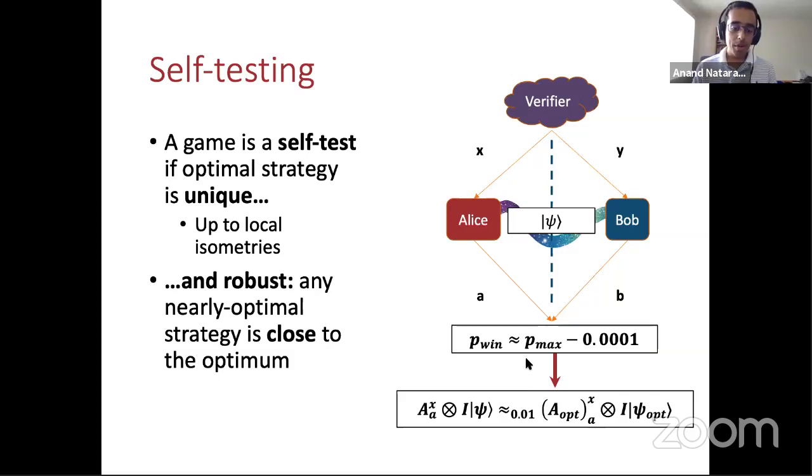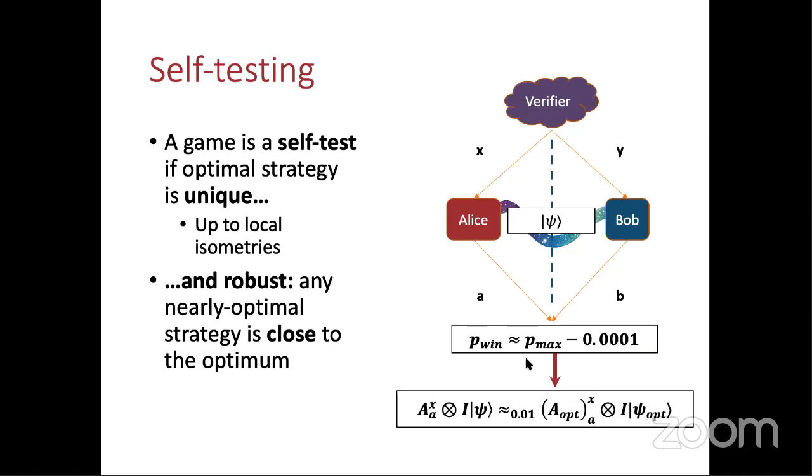Right, so how would we go about designing such a self-test? Well, another question just popped up, Anand, sorry. Sure. Ian asks, are there games with unique ideal strategy which aren't robust in the sense that you just described?